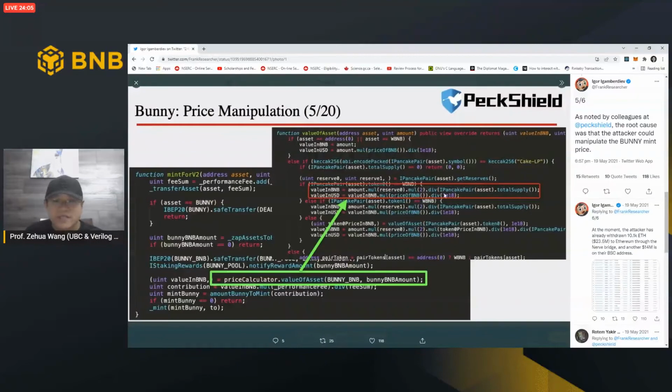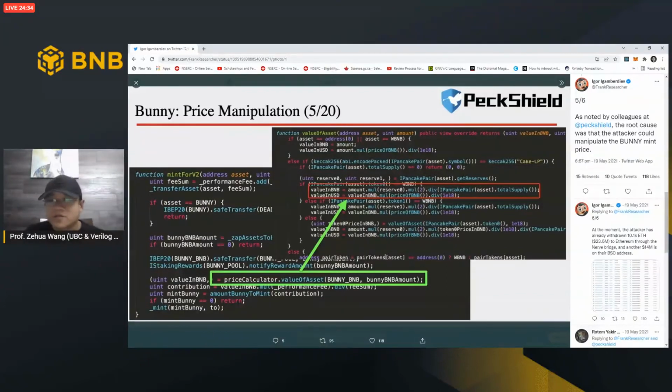But eventually you can see that this is the pancake pair with this address asset total supply, because this person has put a lot of assets into this address. So this value goes very large. When this value goes very large, this value in the BNB is very, very small. So this was found by PeckShield.